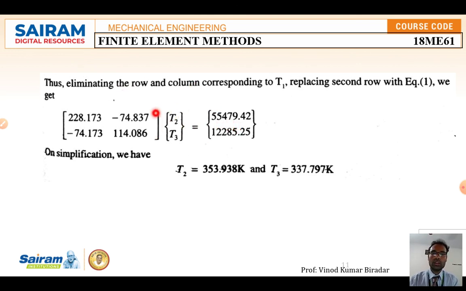Here we are going to solve these two equations by simplification: first row first column, second row first column, which is equal to this. If you solve these two, we are going to get temperature T2 equal to 353.938 Kelvin and T3 equal to 337.79 Kelvin. So these are the temperature distribution values inside the thin film, that is a fin.